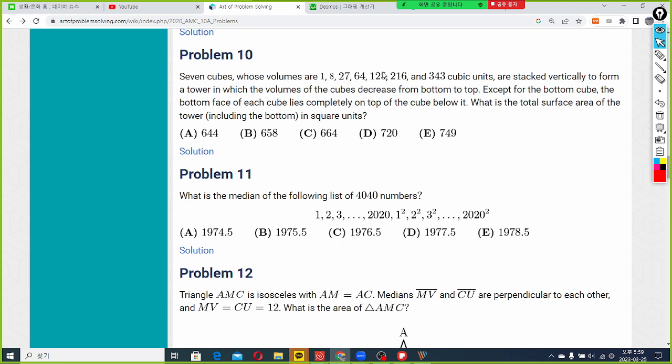Number 10. Try number 10. We want to find the surface area of the top of the tower.